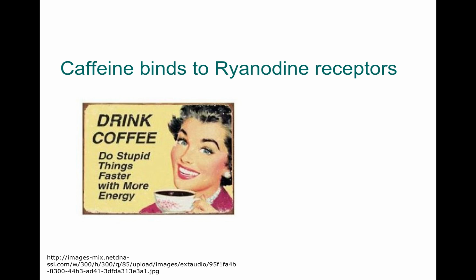And this is why caffeine can give you the shakes. If you have too much caffeine, it can cause your ryanodine receptors to be open more than usual and can make your hands shake or other muscles shake because you are having these micro contractions because your ryanodine receptors are open more than usual. Caffeine is also a common ingredient in diet pills for the same reason.